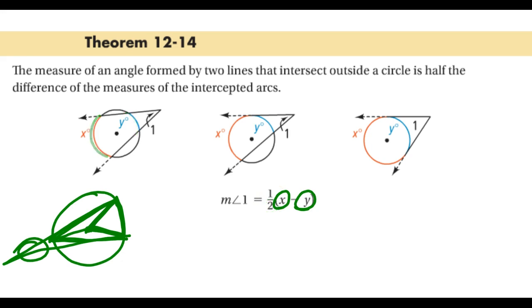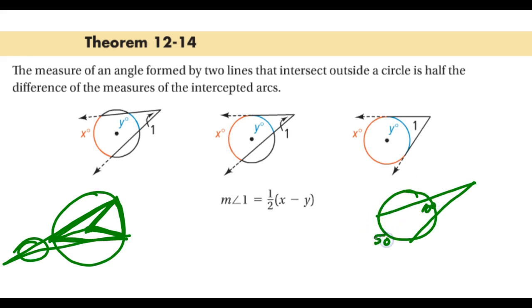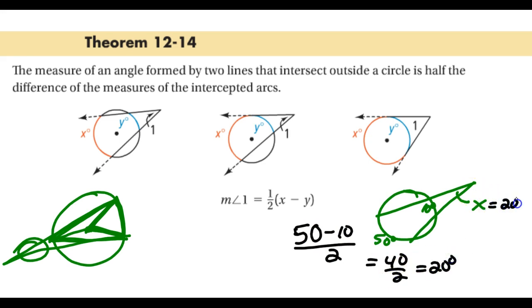So, for instance, let's say that we've got a circle here, and here's our angles. This guy's 10 degrees, and this one's 50. And they say, well, what is X right here? It's simply going to be the big arc, 50, minus the small arc, 10, and then divide it by 2. 50 minus 10 is 40, and 40 divided by 2 is 20 degrees. So X is 20 degrees.